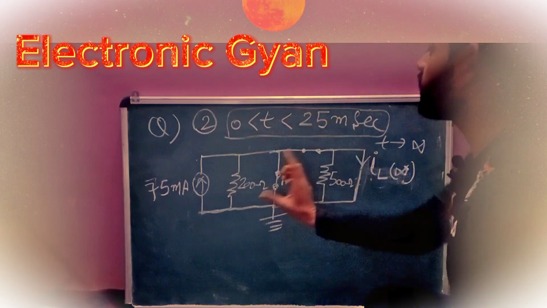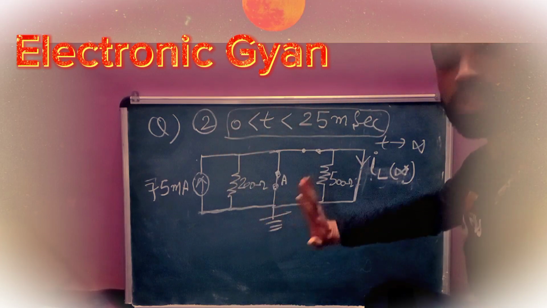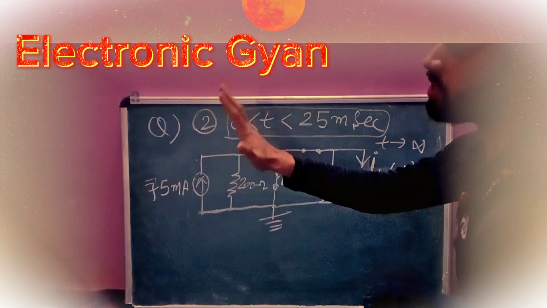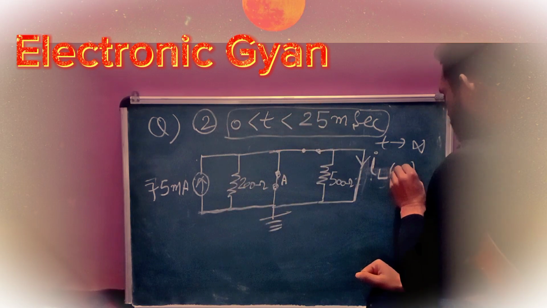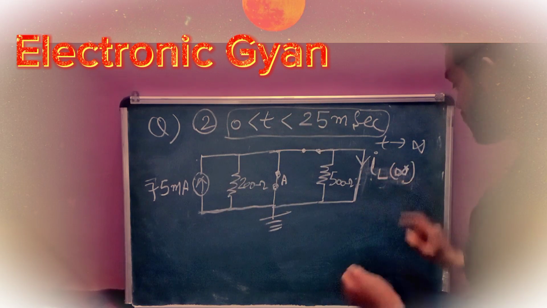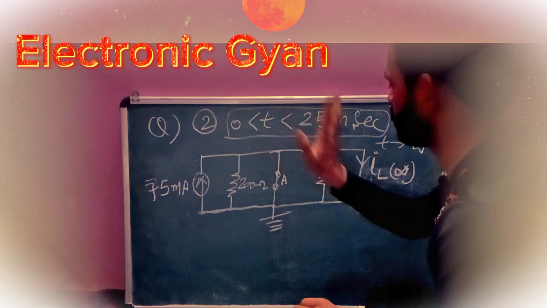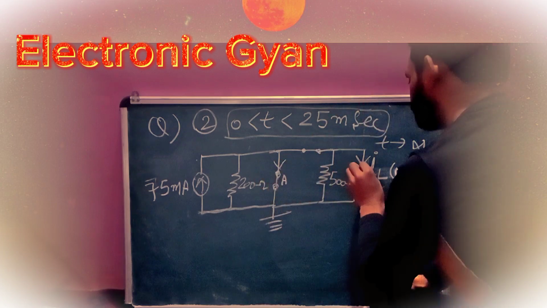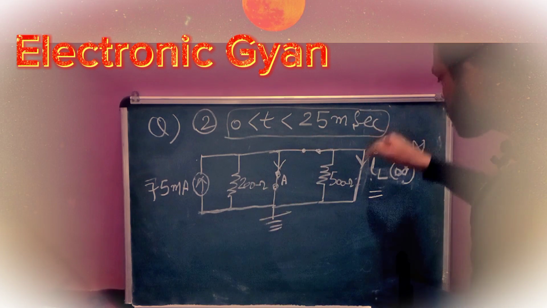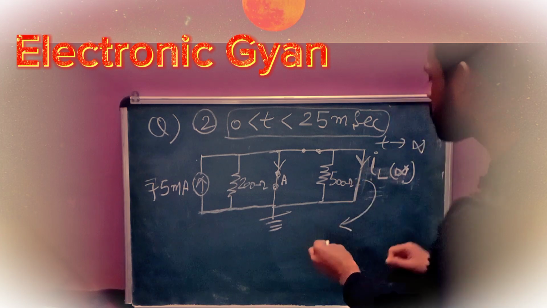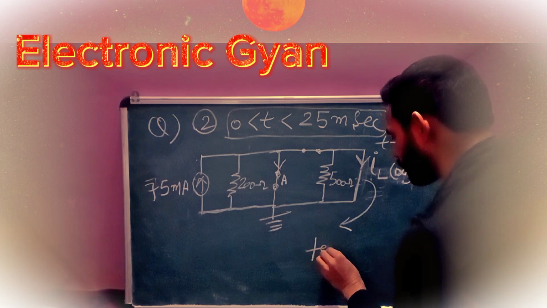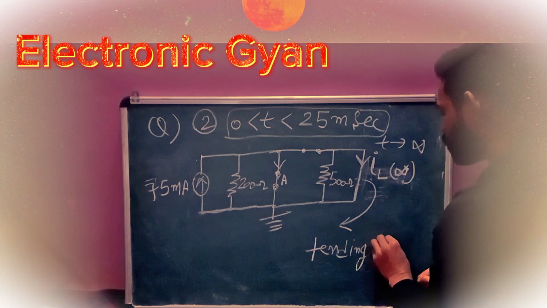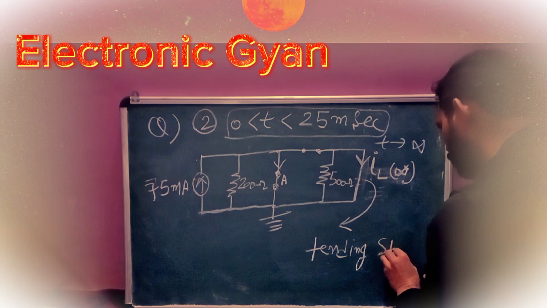This is the confusion that occurs in most multiple switching cases in transient circuits. So you have to always remember this, and this concept is valid for all other circuits with multiple switches. Now, there is confusion about the short. This short is my tending to short. The inductor is tending to short.